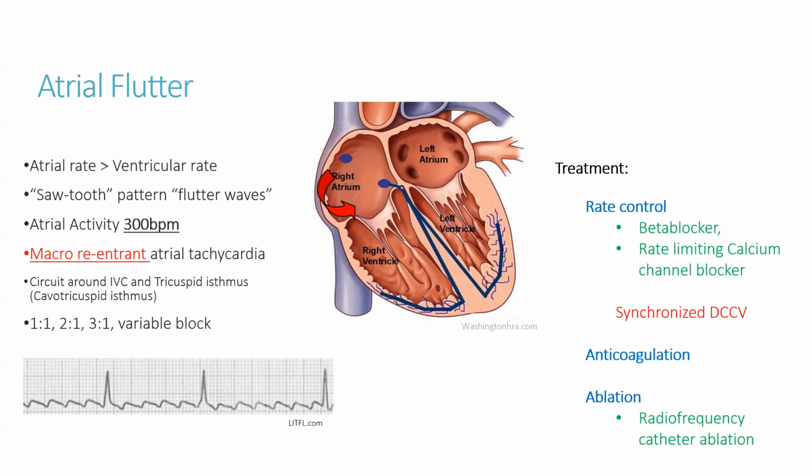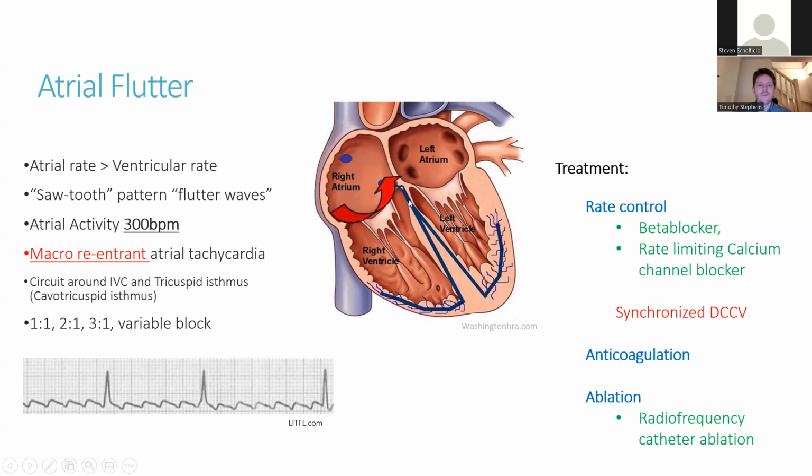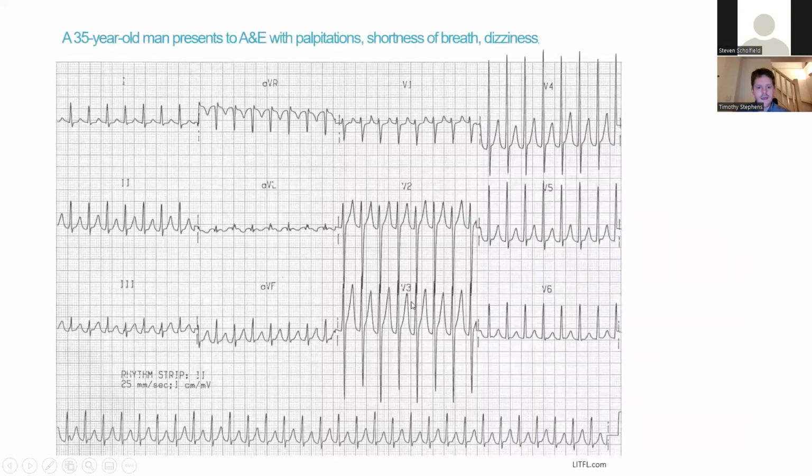You're going to want to anticoagulate these patients as well. And really the biggest treatment for these patients is a radiofrequency catheter ablation. This is basically showing the circuit that's going on here. This is described as a macro re-entry tachycardia, because it's going across the entire atrium up here. So rather than being at the node, this is across the entire atrium, and hence macro re-entry. Okay, this one here. Again, I know we're a bit short on time here at the moment.